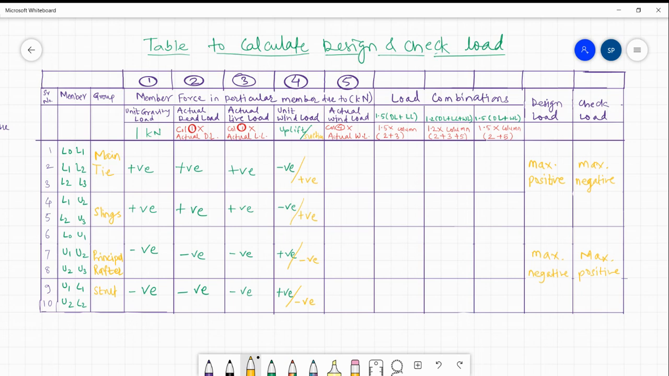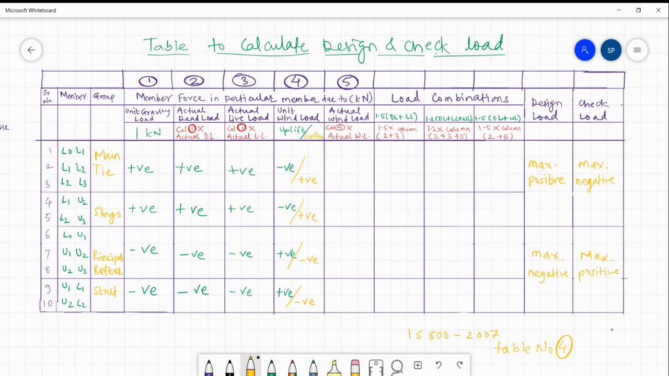These are taken from IS 800 2007, table number 4. Table number 4 gives the partial safety factor for load. From that table only, these load combinations are derived. So what are those? 1.5 dead load plus live load, then 1.2 dead load plus live load plus wind load, and the last one is 1.5 dead load plus wind load.